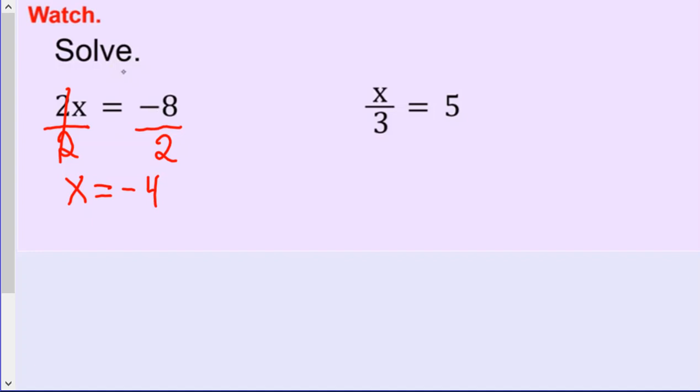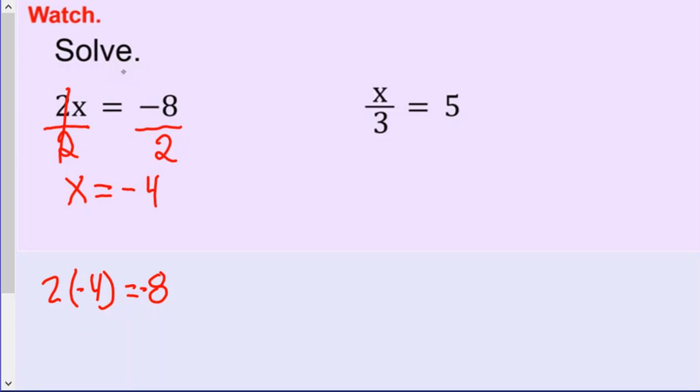And we can check our answer by plugging the value for x back into our equation. That would look like 2 times negative 4 equals negative 8. And 2 times negative 4 would equal negative 8, because we have one negative in our multiplication problem, so that means our answer is going to be negative.